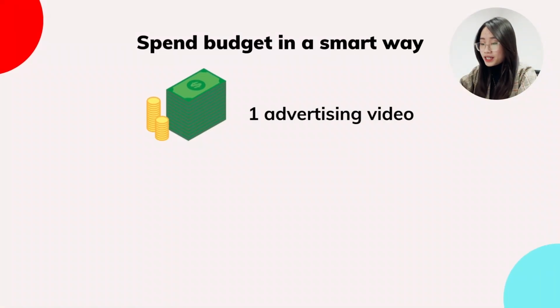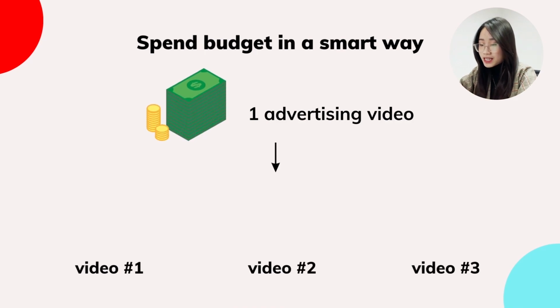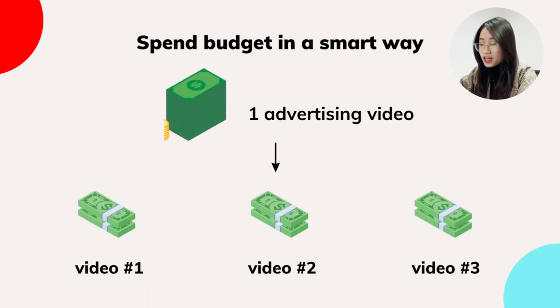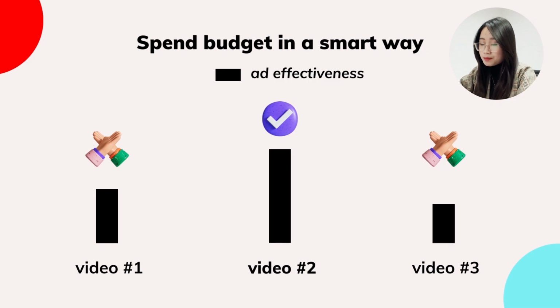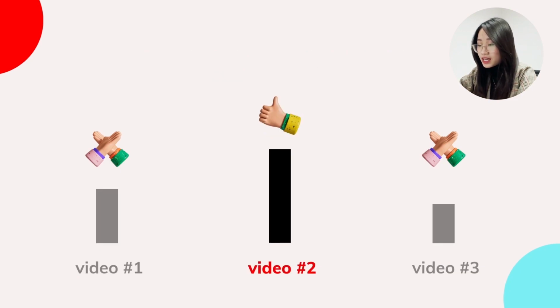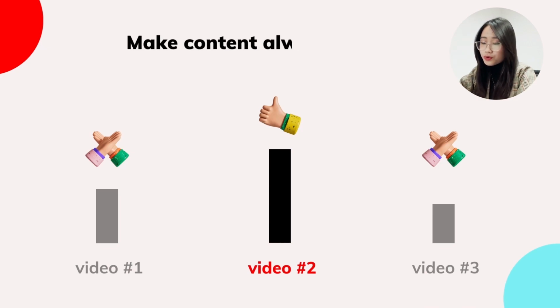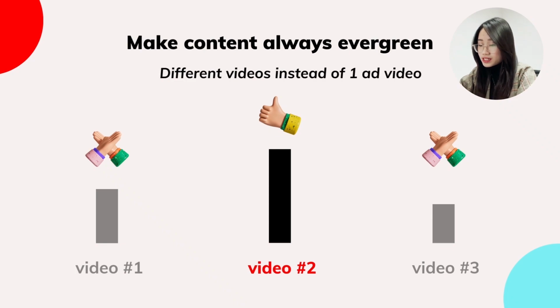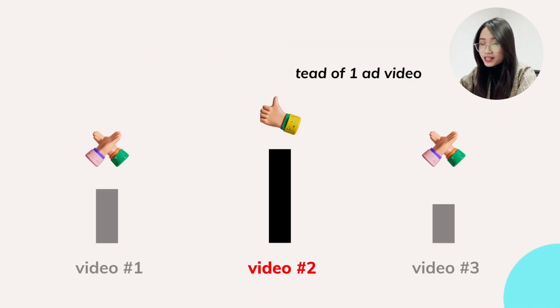And how to spend budget for an ad group in a smart way. You don't have to spend a lot of money on an advertising video. It will be more effective to run different ads at the same time with a low budget per day. After a specified time, based on the performance, you can choose the best advertising video to run continuously and post other videos. This way will make your brand content always evergreen in the eyes of your audience. They will see different videos instead of one advertising video. That's why your content stays fresh and interesting long after it's created.